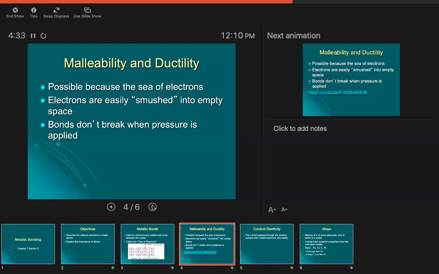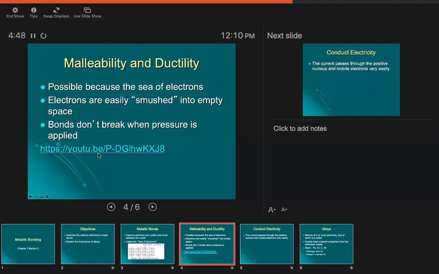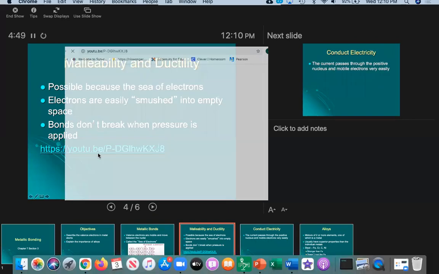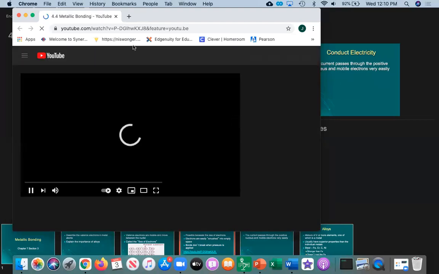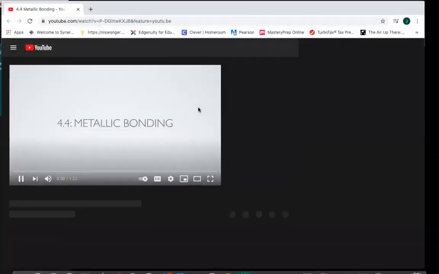All right, so malleability and ductility, that's being able to be hammered into sheets or drawn into wire. We've already done that once. We're doing it again. We're talking about it. They are going to be smushed into the empty spots. And I have a real quick animation from YouTube we're going to watch that might help us see that a little better. So, like I said, just real quick.